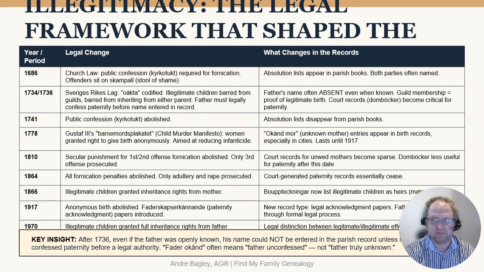So, illegitimacy. This is a really sensitive topic, but a really important one to understand. Just look through this table. I'm sorry for the part that's caught up by this little porthole, but basically the fathers had to confess, after 1917, through a formal legal process. There were acknowledgement papers, and in 1970, illegitimate children were granted full inheritance rights from the father's side, but basically legitimate versus illegitimate effectively disappeared at that point from a legal standpoint. Although the caveat is that the father had to formally acknowledge the child.